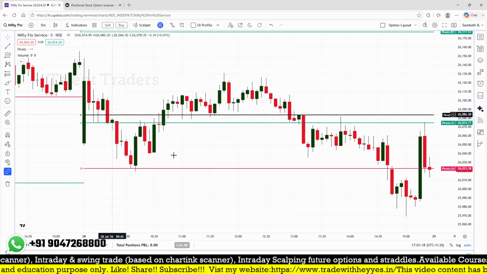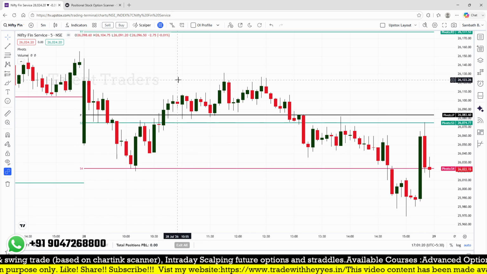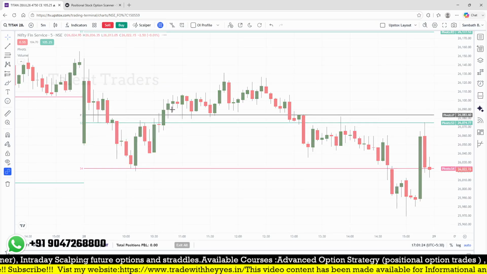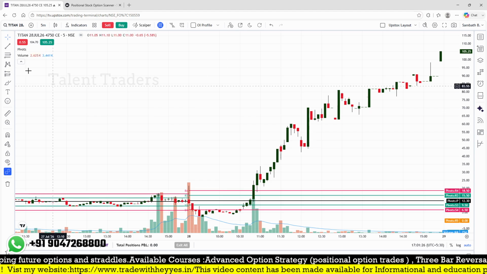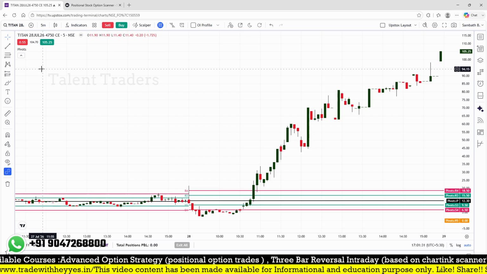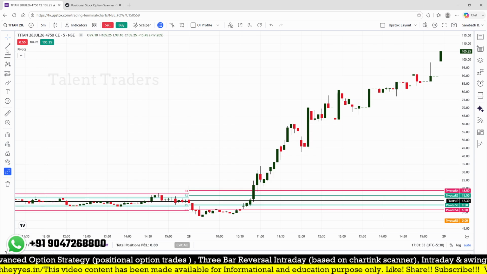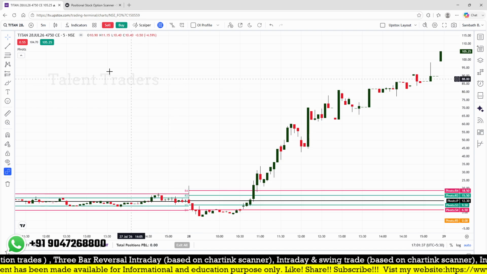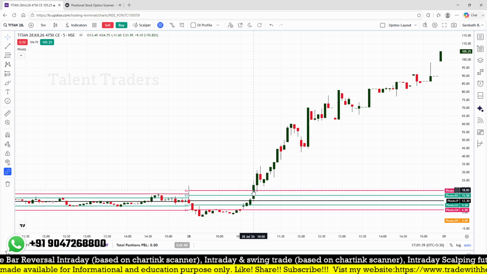Let me add a pivot for Titan. It will be 750, purely an option strike. We are not using any kind of scanner charting.